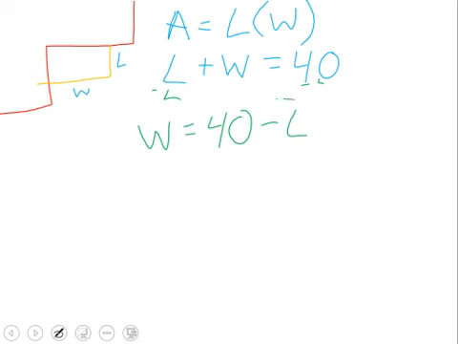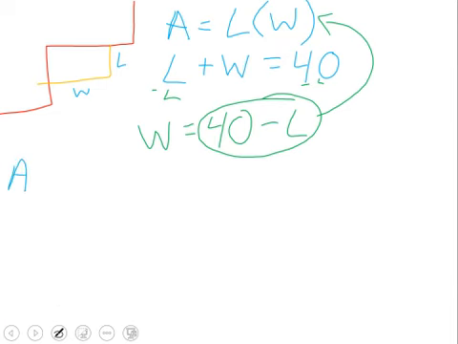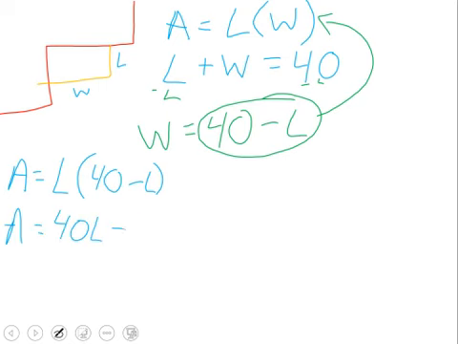Now once I have that, I'm going to take this and plug it into the W in my area equation, because what I want is everything as one specific variable, which puts me at the area is equal to L times (40 minus L). And there's my formula to find my area, given only a certain length. I don't need to worry about what the width would be. Now you can multiply this through and use another form: area is equal to 40L minus L squared. Okay, that would also work.